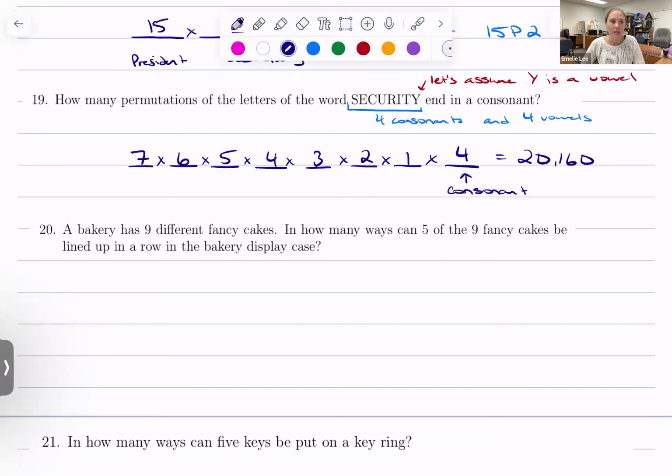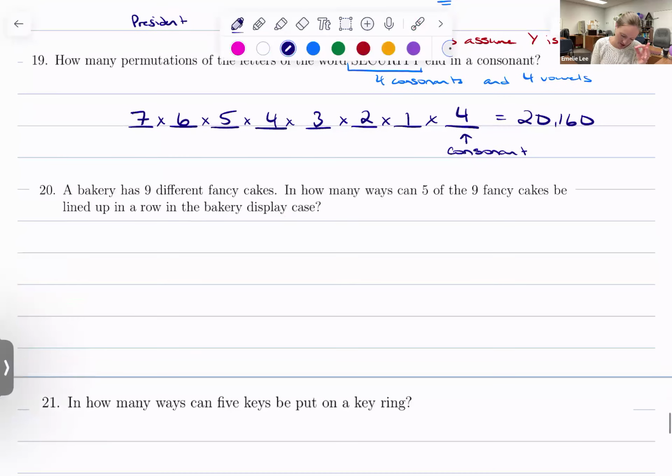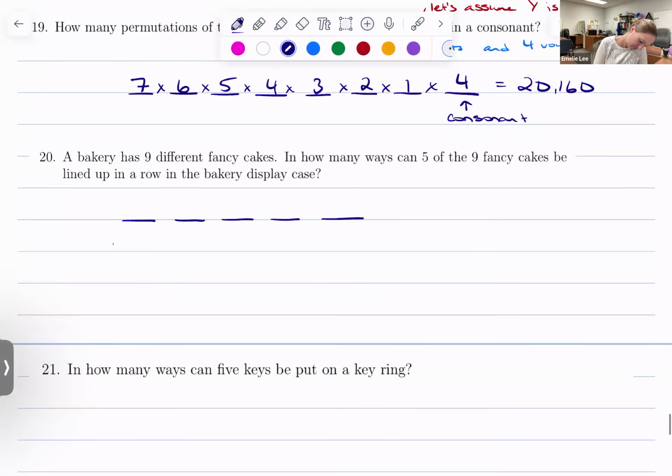Question 20. A bakery has 9 different fancy cakes. In how many ways can 5 of the 9 fancy cakes be lined up in a row in the bakery display case? So this is one of those scenarios where you need to start asking yourself, okay, does the order matter? If you think about your display case, cake 1, 2, 3, 4, 5.